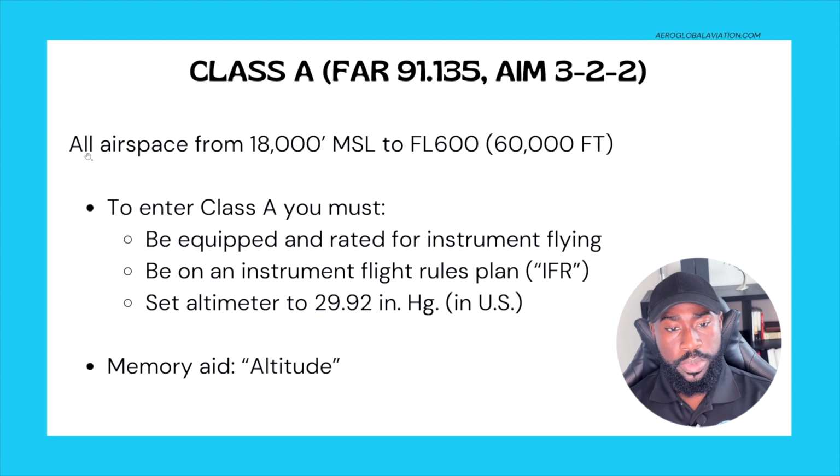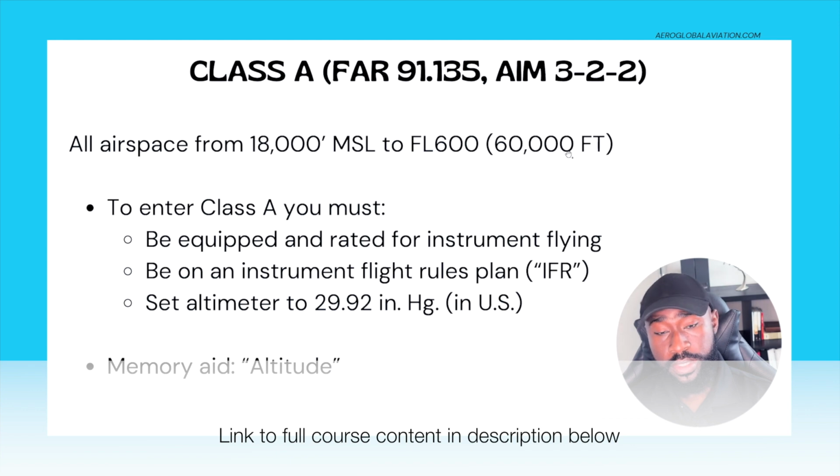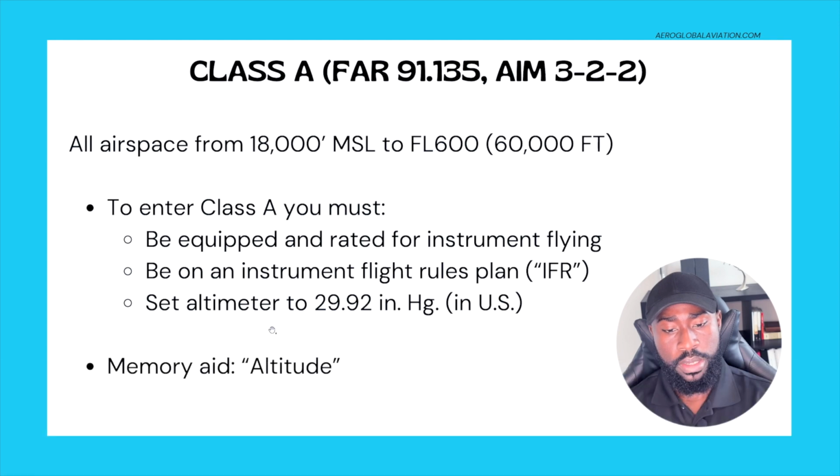So all the airspace from 18,000 feet MSL to flight level 600, which is 60,000 feet, is Class A airspace. In order to enter Class A airspace, you must be equipped and rated for instrument flying. You must be on an instrument flight rules plan, that's an IFR flight plan, and you must also set your altimeter to 29.92 inches of mercury here in the US.